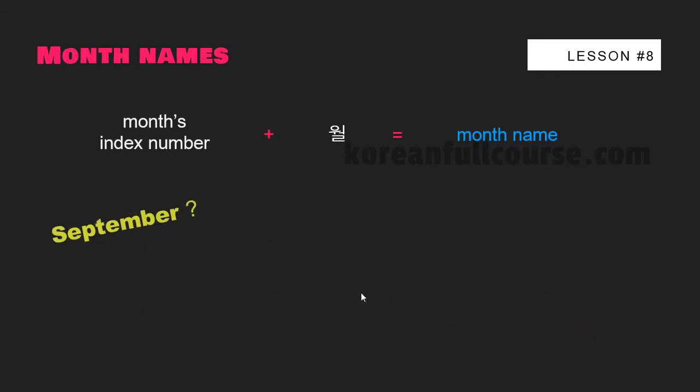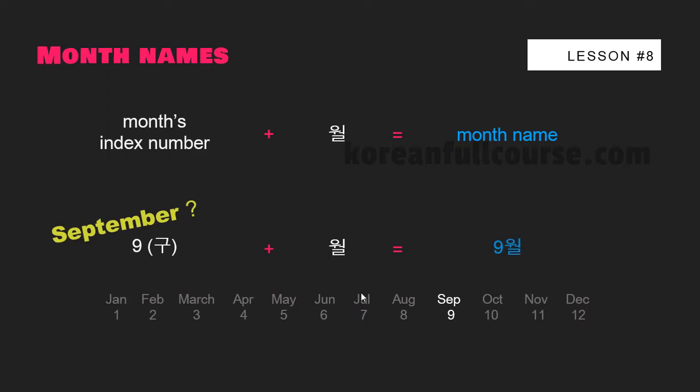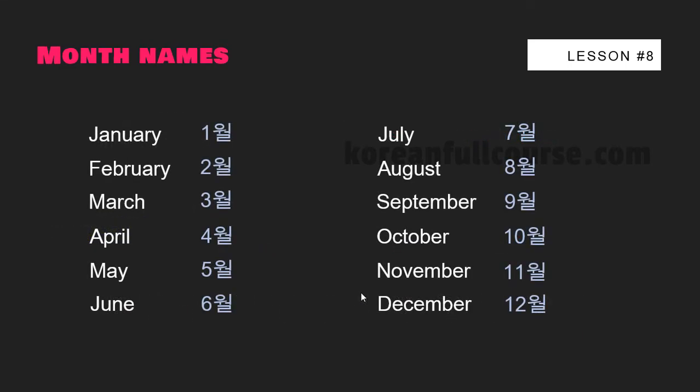How would you say September? Yeah, in the beginning it takes time to figure out the months' index numbers. So September is the 9th month of the year and the number 9 is 구. Therefore, September would be 구월. Here's the full list of month names.